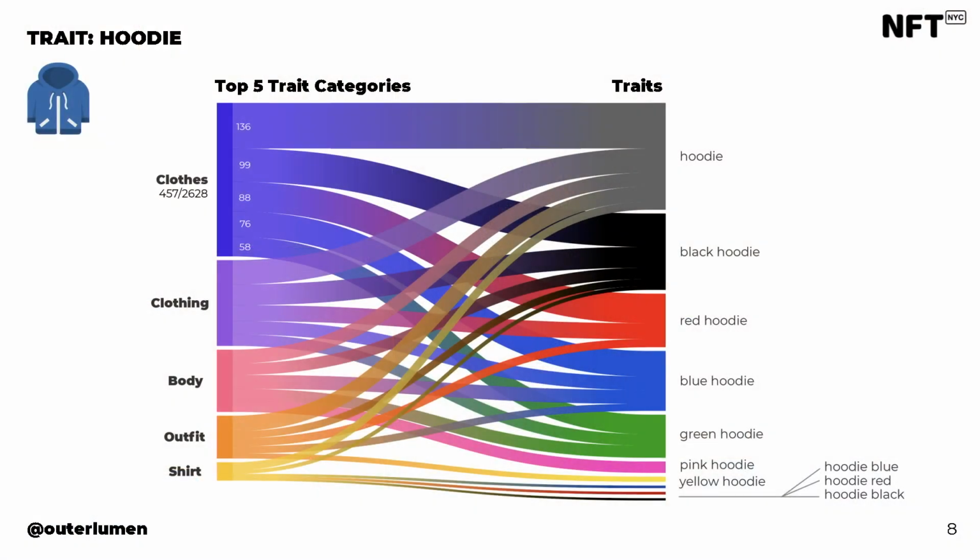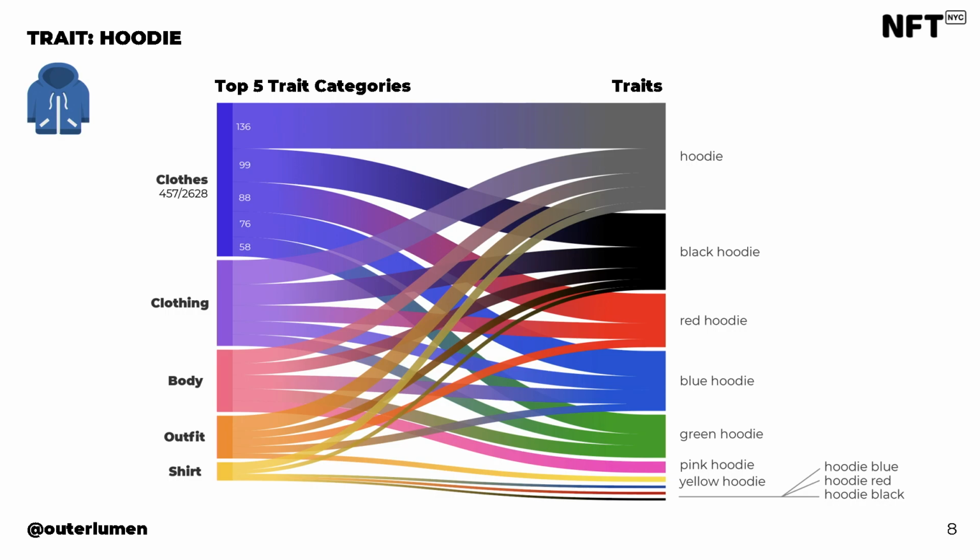Diving into the hoodie trait a little deeper, I decided to look at nomenclature, meaning what names are associated with traits. The most common name for the hoodie trait, of course, is clothes, and then clothing, and then body, and then outfit. Those are the top 5. And then the Sankey plot here just gives you that breakdown.